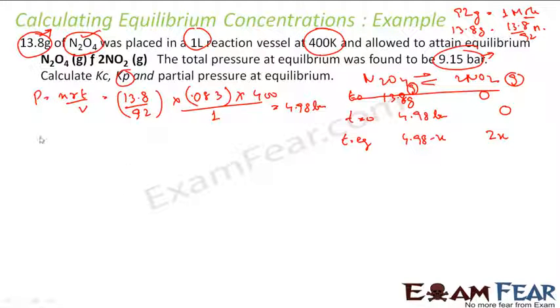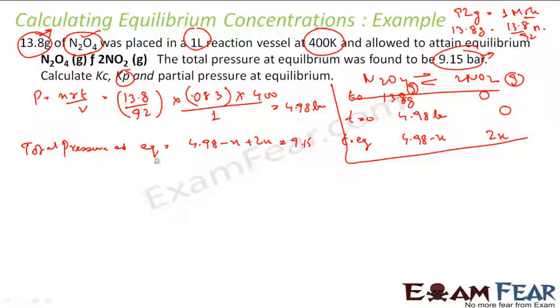Total pressure at equilibrium is what? 4.98 minus x plus 2x, right? And that is equal to what? 9.15 bar. Correct. So you solve this. So with this, if you solve, you get x is equal to 4.17 bar. So you have the value of x, you have everything now.